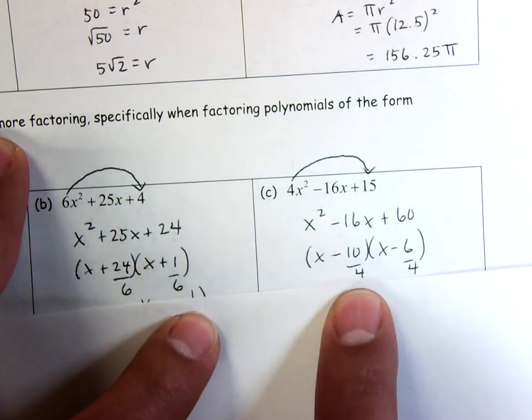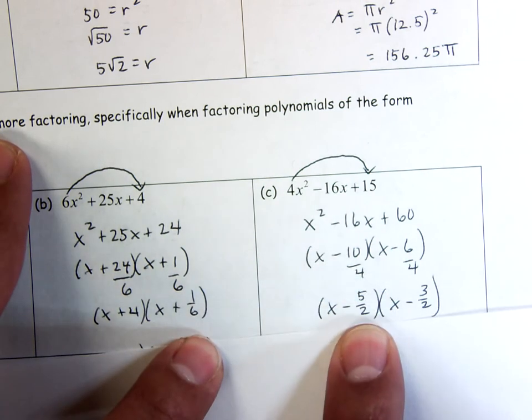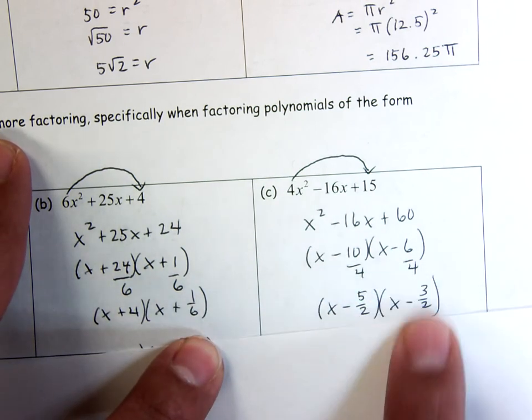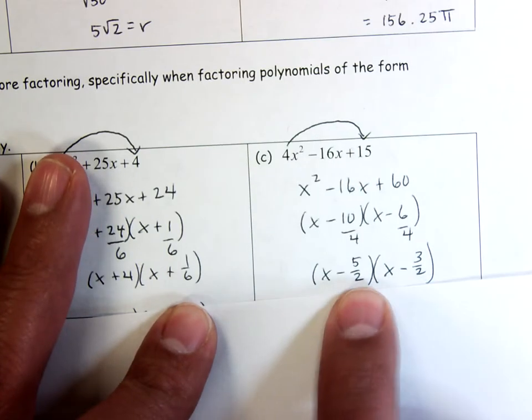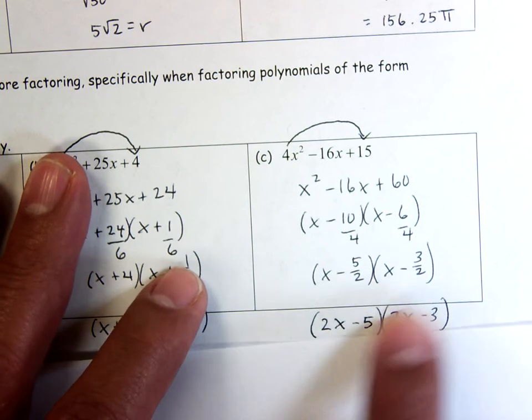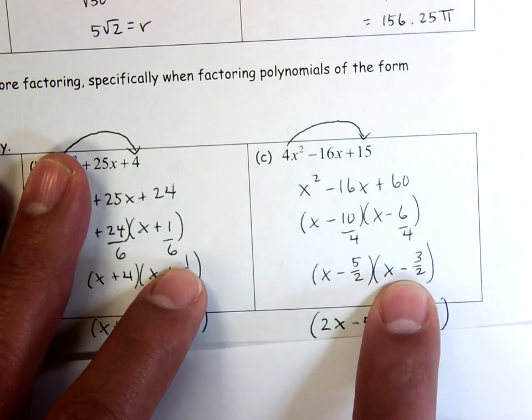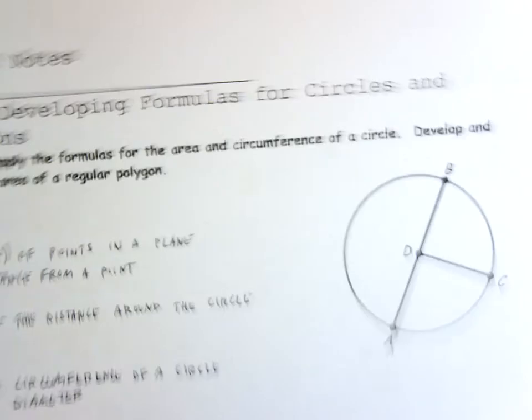I then have to simplify this fraction. So 10 over 4 will turn into 5 over 2. 6 over 4 will turn into 3 over 2. So I now have two fractions. This 2 multiplies this x, and then I bring down the 5, 2x minus 5. This 2 multiplies the x, and then I bring down the 3, 2x minus 3. We'll do more in class.